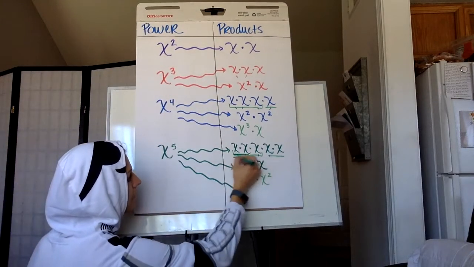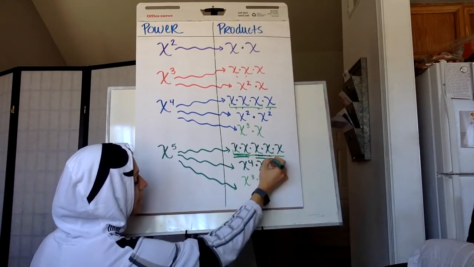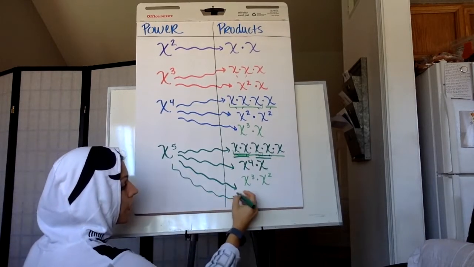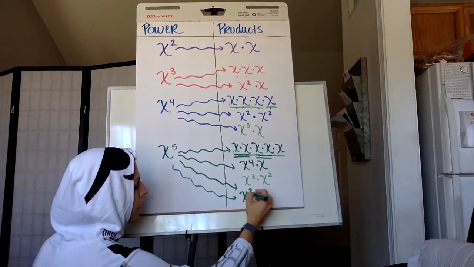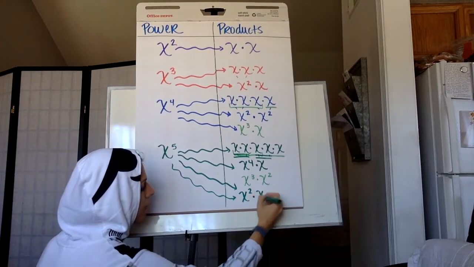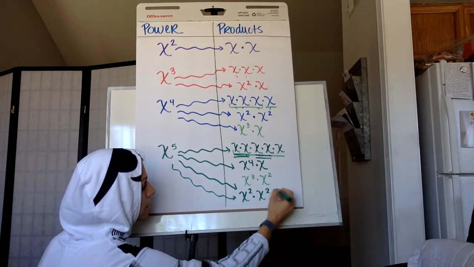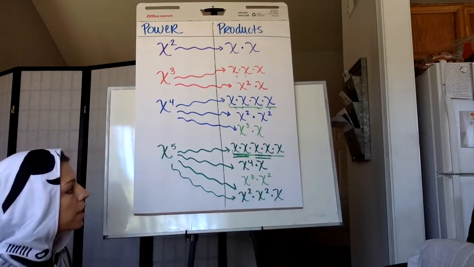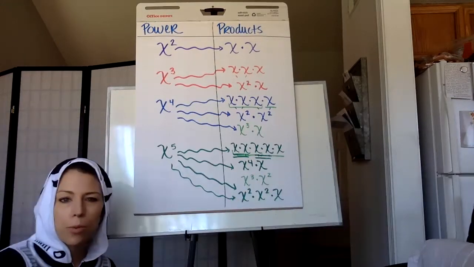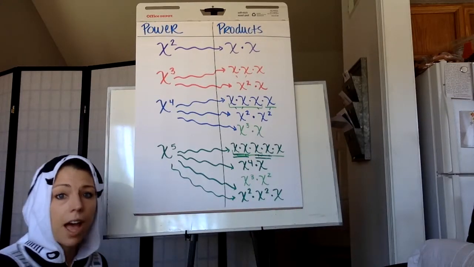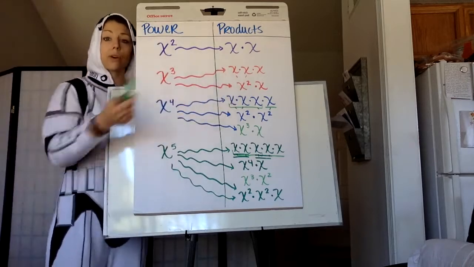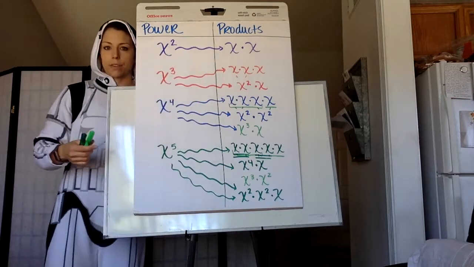I see x times x here and x times x here, and then another x. Well, I know x times x is x squared. So that would be x squared times x squared times x, right? 1, 2, 3, 4, 5 total x's. And there's probably more ways to do it, even just outside of that. But that's how you can write powers as equivalent products and vice versa.